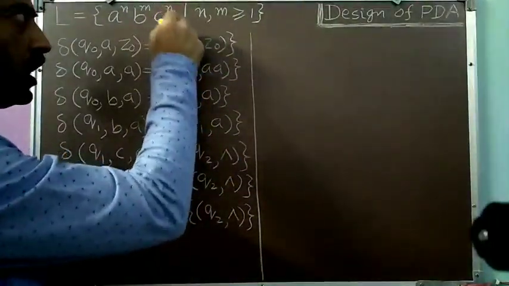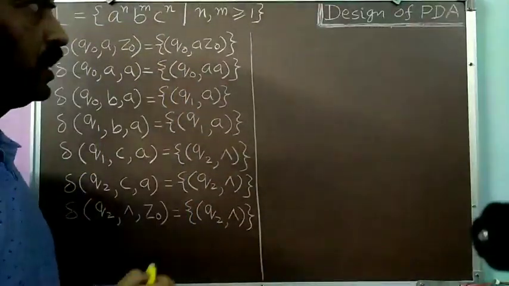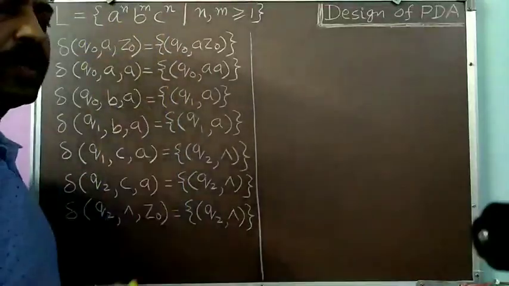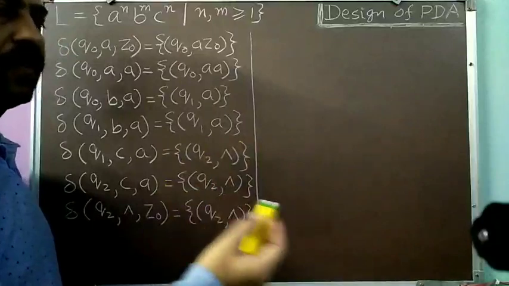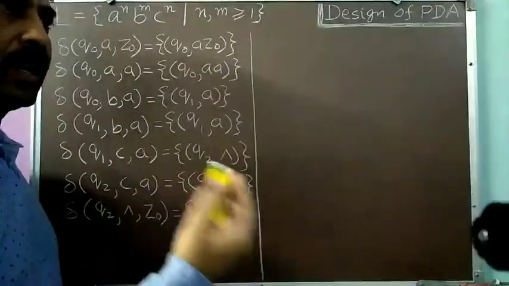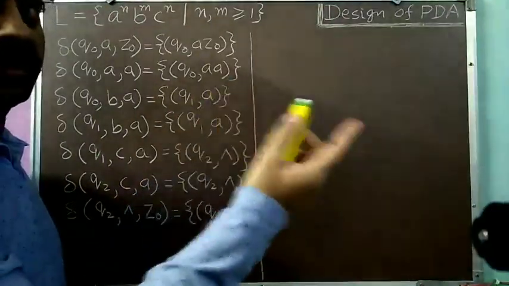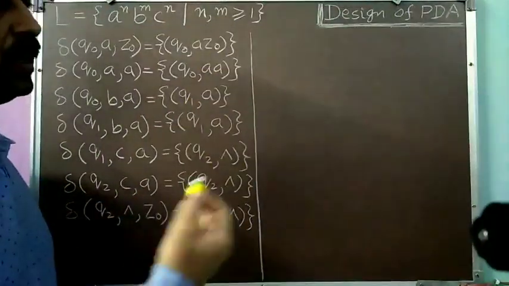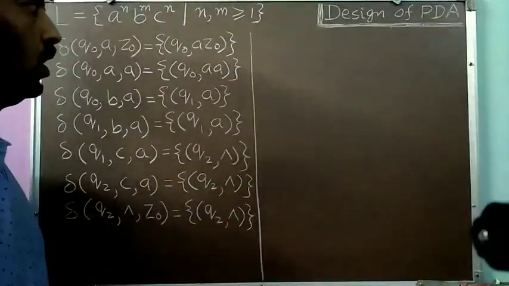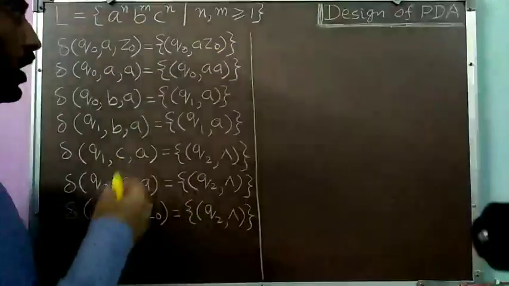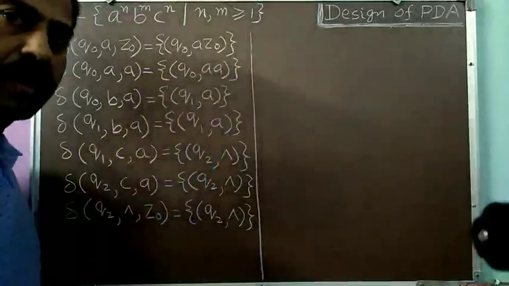Then when we start receiving the C's, corresponding to each C, we will match it with one A. So if the number of A's and C's are equal, we will be popping out all the A's from the PDS, and our PDS will again contain only the initial push-down store symbol Z0. If that situation comes at the end of the string, we will signal success by emptying the push-down store. This will be our strategy, and I have already written the transitions corresponding to it. One by one I will be discussing these transitions.